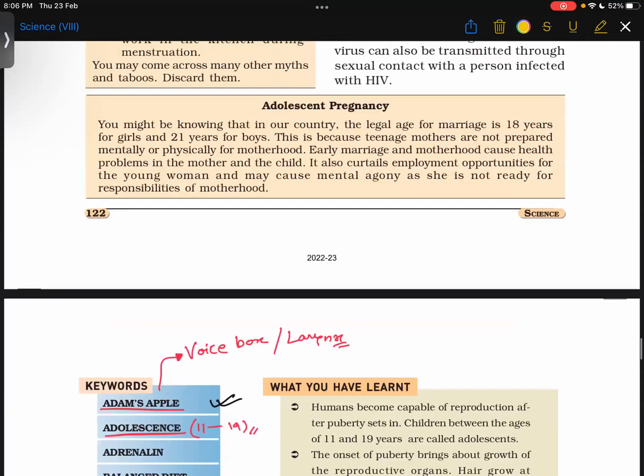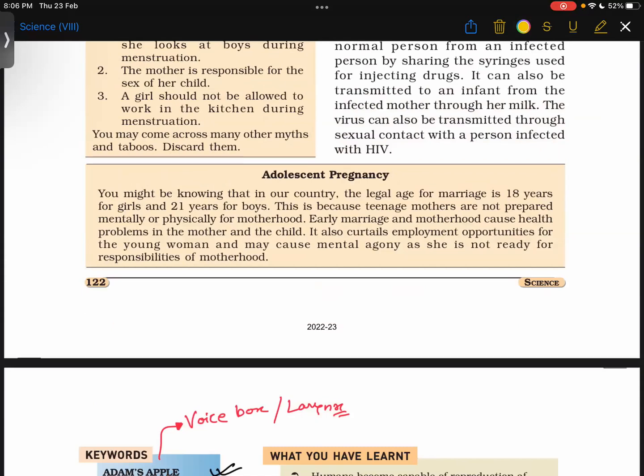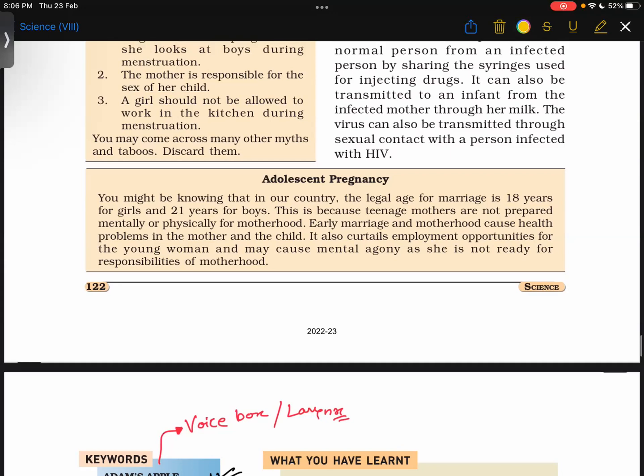So you know that in our country, that is in India, the legal age for marriage is 18 years for girls and 21 years for boys. Because a teenage mother is in the age of 11 to 19 years.